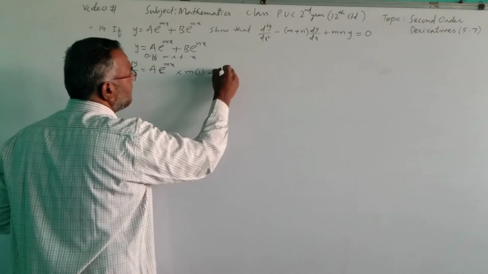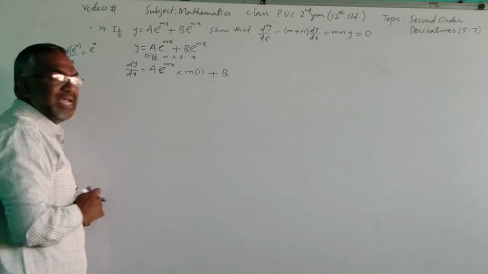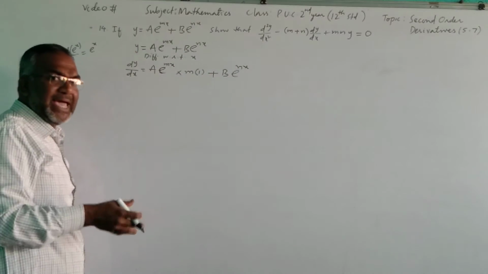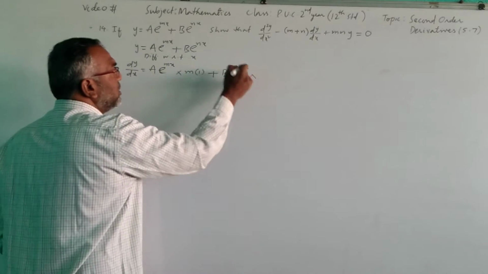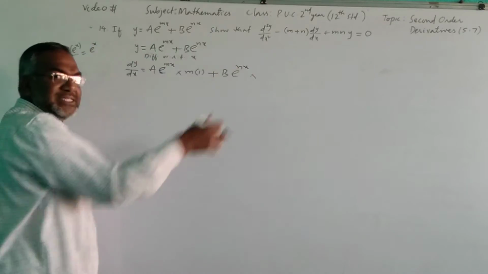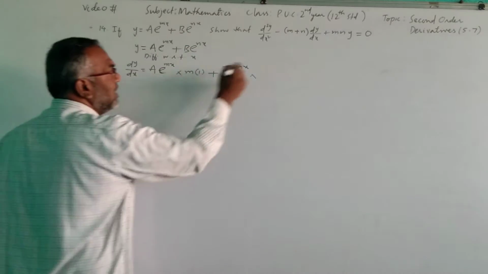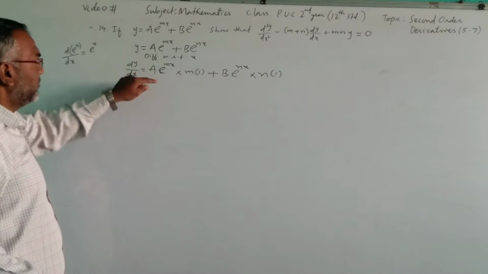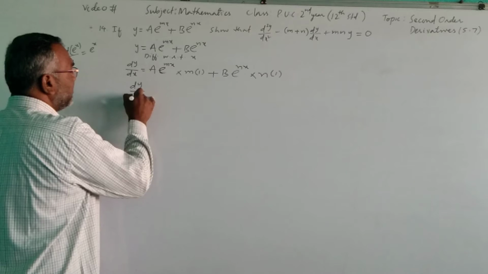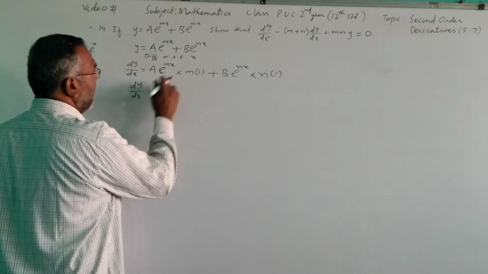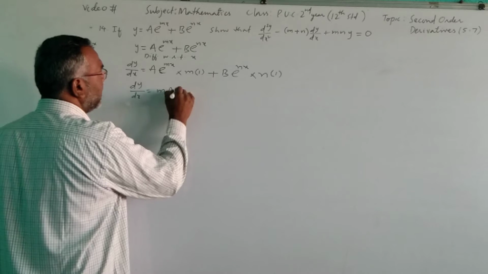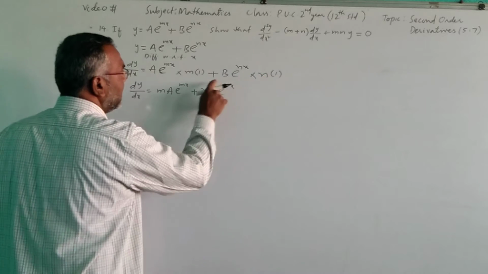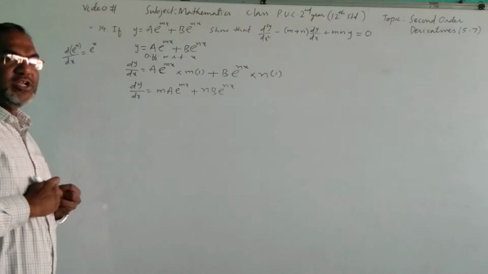Plus b constant as it is, differentiation of e to the power of nx, that will be e to the power of nx. Differentiation of e to the power of x is e to the power of x only. If it was only x we would leave it, but it is nx, so we must differentiate nx also: n constant as it is, differentiation of x is 1. So we got the first order derivative: m a e to the power of mx plus n b e to the power of nx. This is the first order derivative.